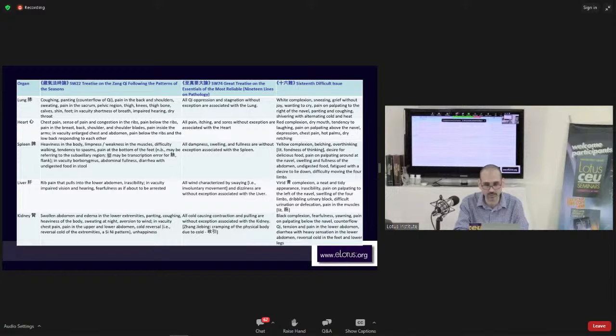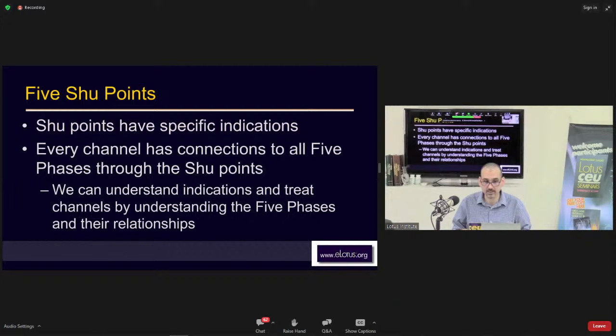So first thing I want to take a look at is the five shu points. And when I say the five shu points, I mean the Jing, Ying, Shu, Jing, He points: the Jing Well, Ying Spring, Shu Stream, Jing River, and He uniting points. And trying to take a look at them as a model for understanding acupuncture points, primarily because they're going to be some of the more dynamic points.